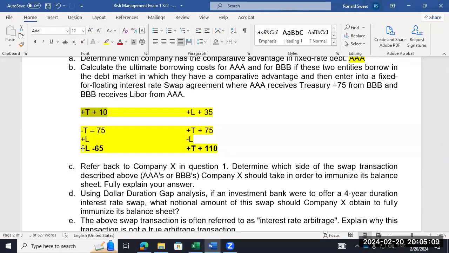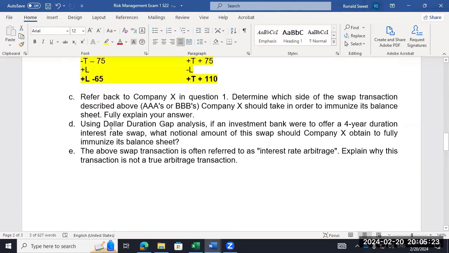So when would you pick triple B? If the duration of net worth in question 1 was a positive number, you'd be picking triple B. If it's a negative number, you'd be picking triple A. All right. But we don't know that yet.